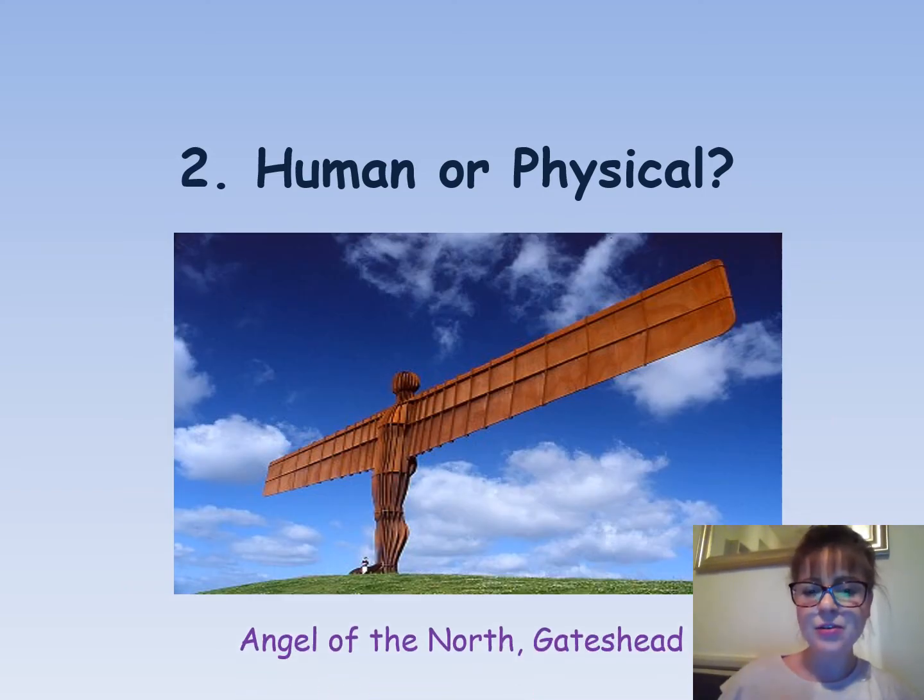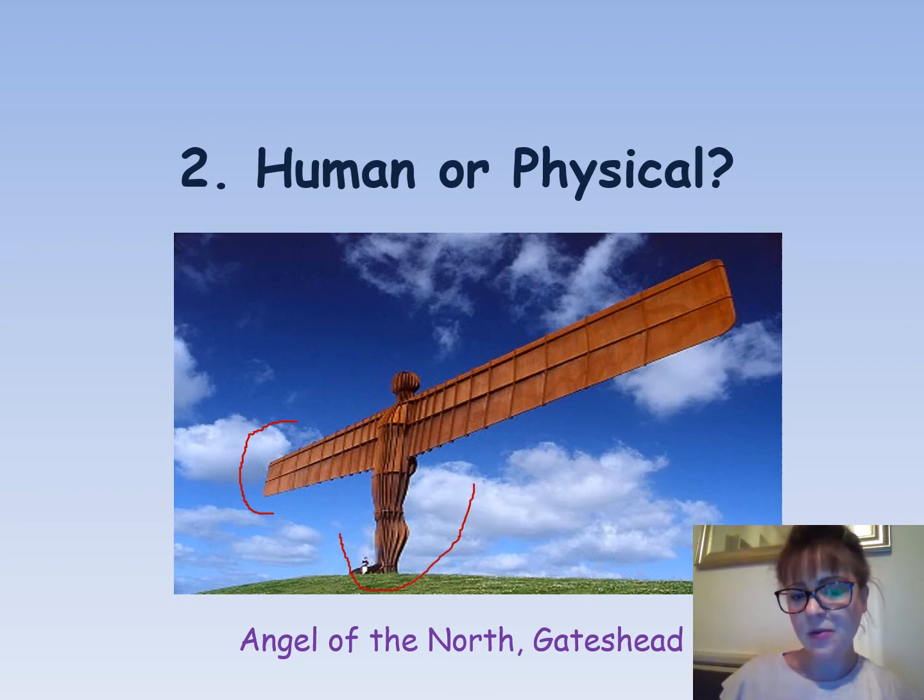Okay, this is the Angel of the North. It's in Gateshead. Is this a human or physical feature? So write number 2. Pause the video while you decide if it's human or physical and write your answer next to the number. Okay, pause the video if you haven't already and you need to. If you've done your writing already, I will talk about whether this is human or physical. So the Angel of the North, it is not natural, it is man-made. Someone has constructed this, which makes it a human feature.